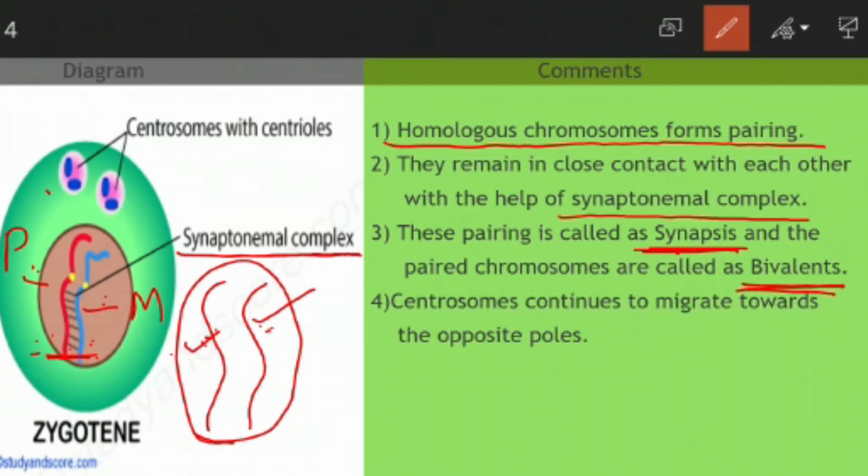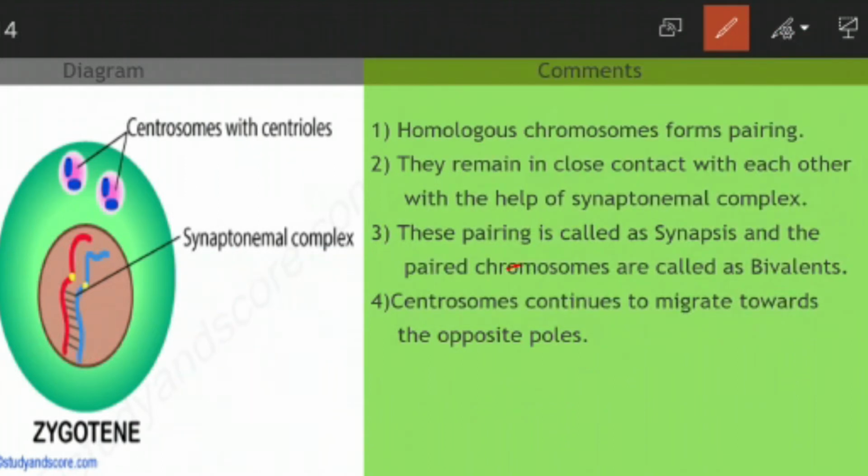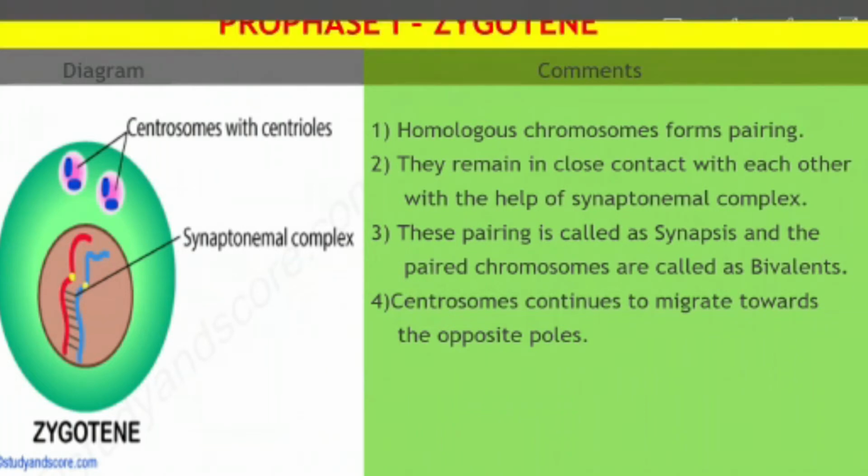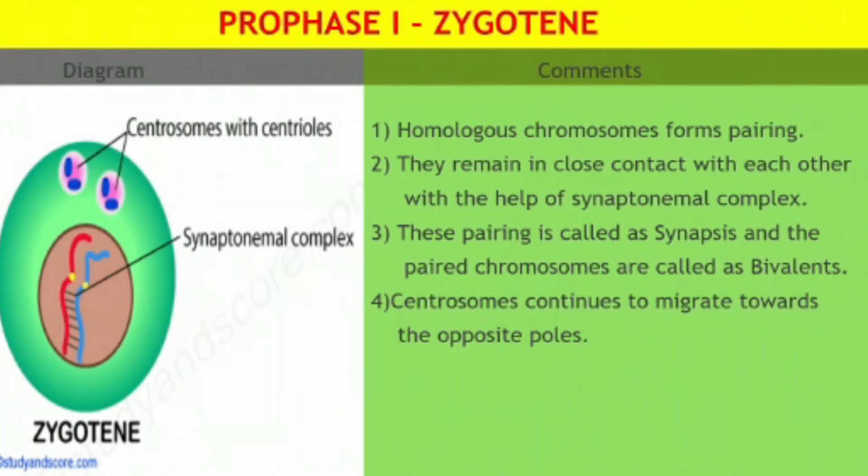Then, what about centrosome? The centrosome, which has already started migrating, continues to move towards the opposite pole. So here we have completed the second stage of prophase 1, that is zygotene.